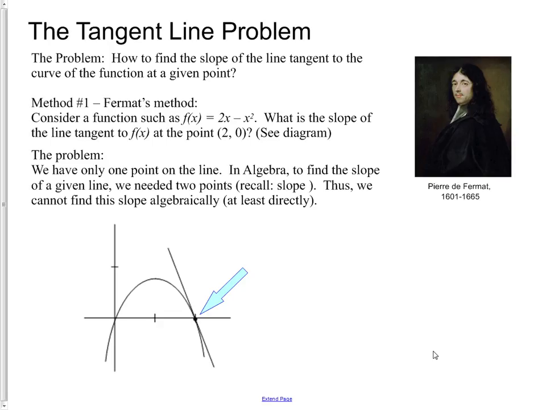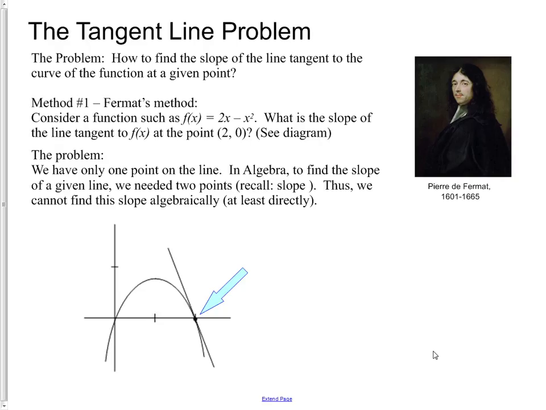Okay, everybody, so we're going to start with a tangent line problem. This is one of the main problems that gives us a motivation on why we studied limits and develops our theory of derivatives. So the tangent line problem is this: how can we find the slope of a line tangent to just any curve at a given point?